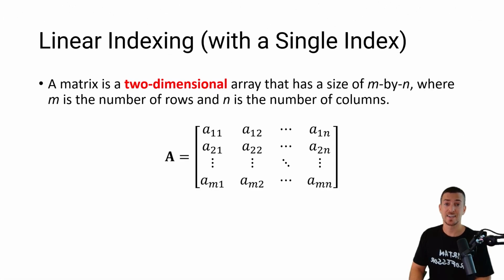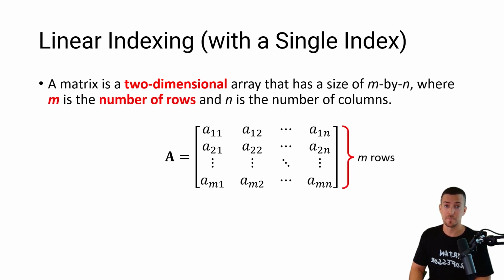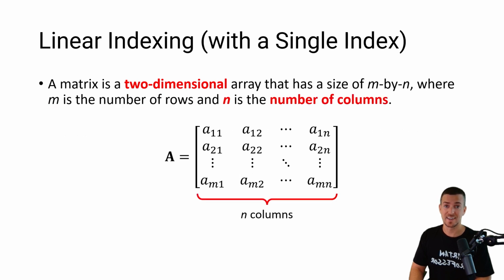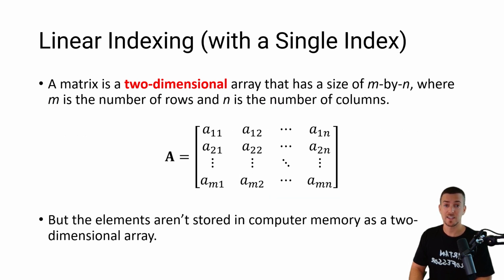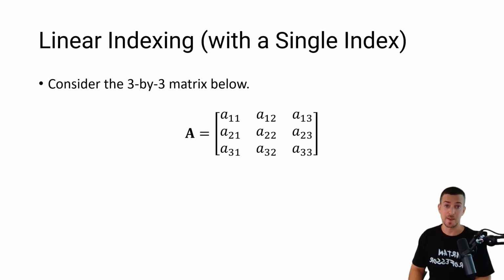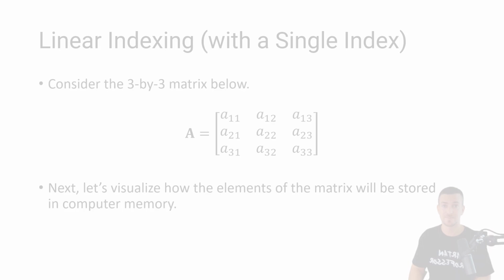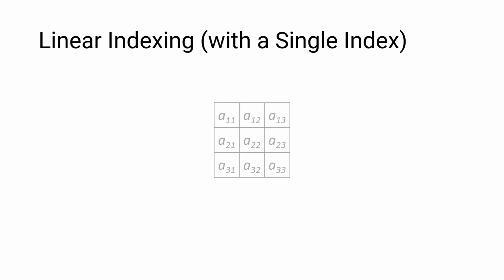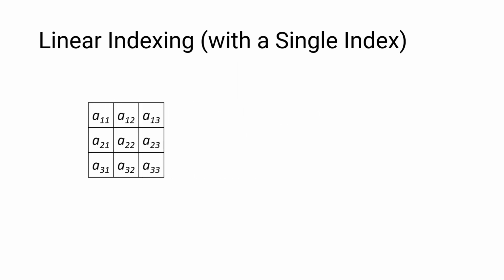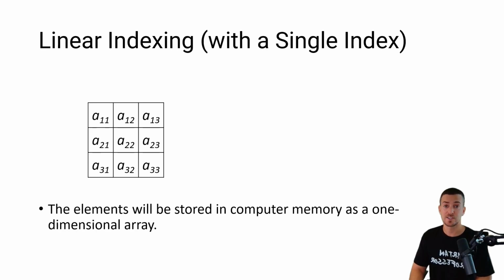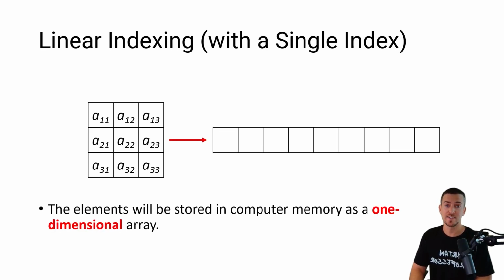A matrix is a two-dimensional array that has a size of m by n, where m is the number of rows and n is the number of columns. But the elements aren't stored in computer memory as a two-dimensional array. Consider the 3 by 3 matrix below. Next, let's visualize how the elements of the matrix will be stored in computer memory. The elements will be stored in computer memory as a one-dimensional array.